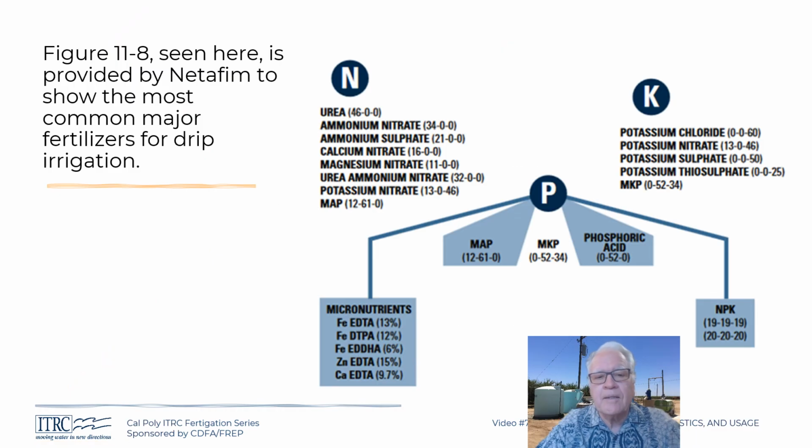Figure 11.8, I think, is an interesting image. It's provided by Netafim. They're one of the major drip micro irrigation manufacturers, and they have a book which is quite helpful in terms of guiding people on fertigation. What they have listed here are common nitrogen fertilizers, common potassium fertilizers, and phosphorus fertilizers. And then also there are NPK mixes, and micronutrients. Again, that's figure 11.8 you'll find in the book.